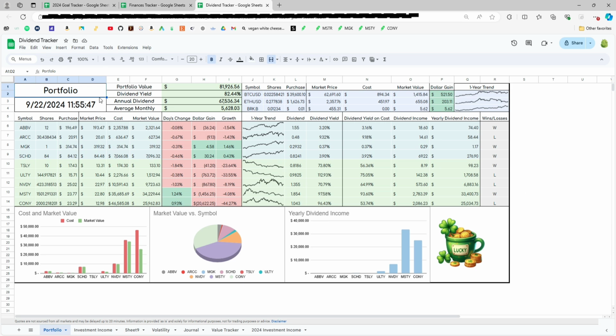Anyway, this is my new portfolio page. I followed along with Dividendology. He has a great channel and shows you how to make these spreadsheets. So you can see my portfolio value. This is actually just calculating my dividend stocks and not anything else. And my dividend yield percent, annual dividend potentially. I should have an asterisk next to this. This is based on the last payout. And then my average monthly, also based on the last payout.